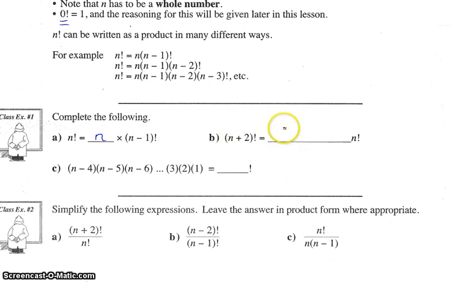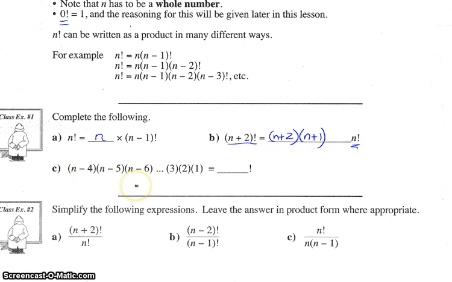Okay, n plus 2 factorial. This one can be a little trickier. If we go to expand that, of course we start with the n plus 2. Okay, then the next factor would be 1 less than that. So n plus 2 minus 1, which would be n plus 1. And then 1 less than that would be n plus 1 minus 1, which is n. Oh, and there it is there. So there we go. We've got it expanded.